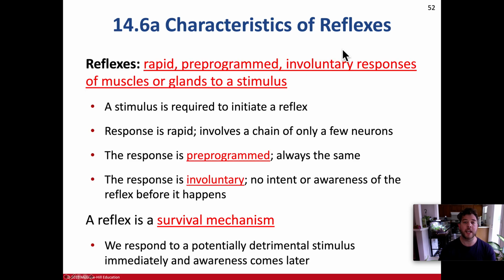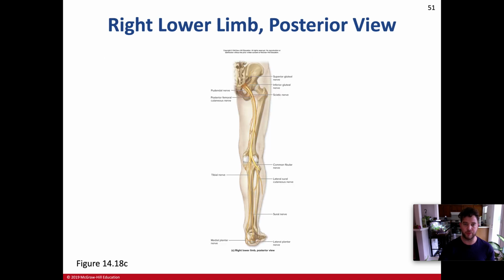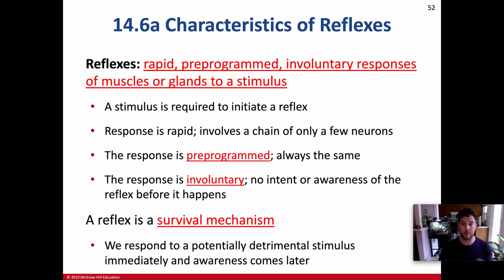Okay, characteristics of reflexes. So we said that the other function of our spinal cord was to participate in reflexes. So if you still need another minute with nerve plexuses, go back to that. We're moving on. So reflexes are rapid, pre-programmed involuntary responses of muscles or glands to a stimulus. A reflex is a survival mechanism. This is not something that we have to think about. This is not something that goes up to our brain.